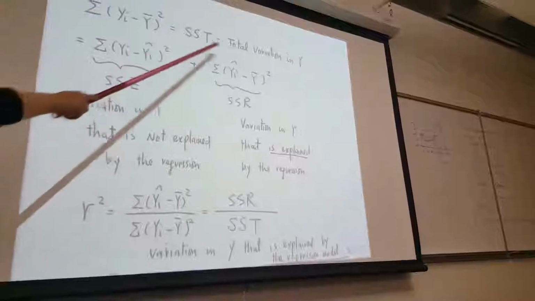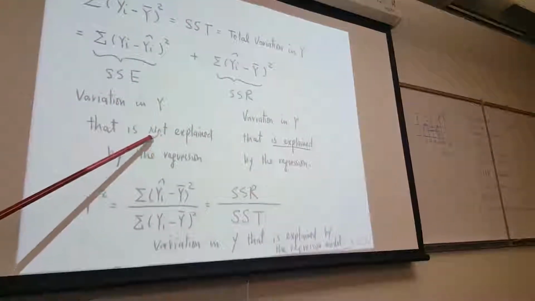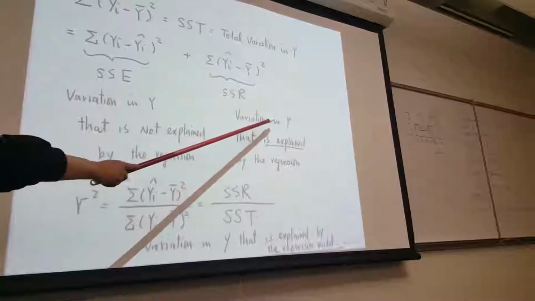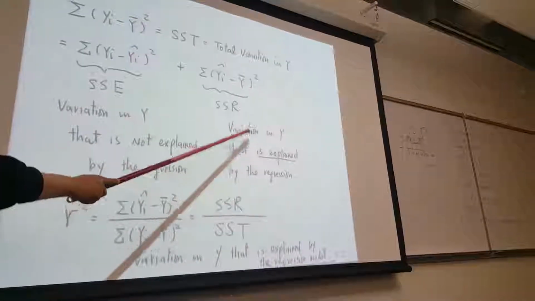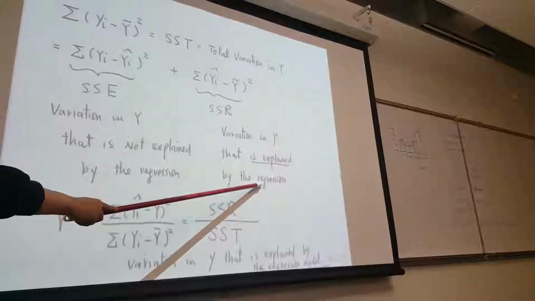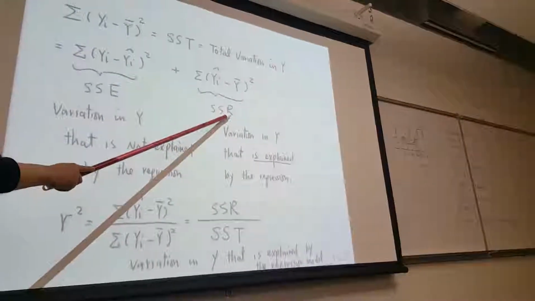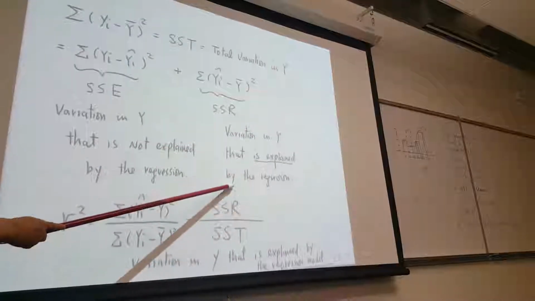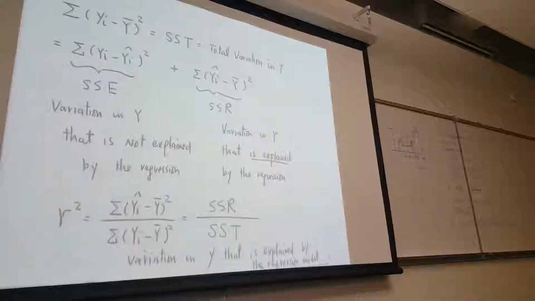And if this is the total variation in y, this is the variation in y that is not explained by a regression model. Then this term is the variation in y that is explained by a regression model. We call this term SSR. R means regression, sum of squares regression. Okay? Now, by the formula we just mentioned, R squared.